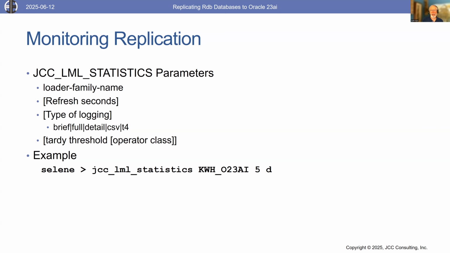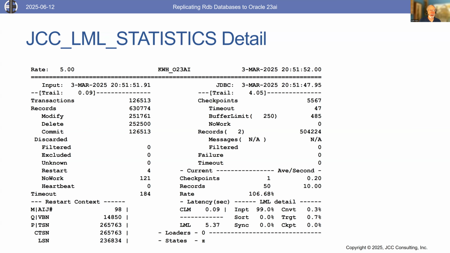In this case, I'm just looking at the loader session, KWH_023AI. I'm going to look at it, refresh every 5 seconds, and I want to look at the details. That's going to give me a screen that looks like this, where on the left side, it's describing the input: how many transactions, how many records, how many modifies, deletes, and commits. On the right side, it's looking at the output. In this case, we're about 4 seconds behind the input.